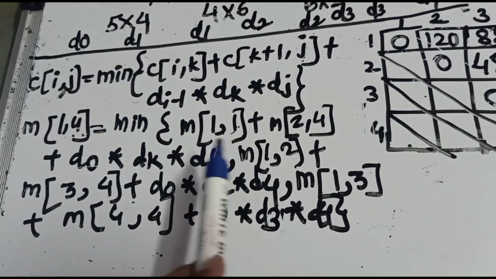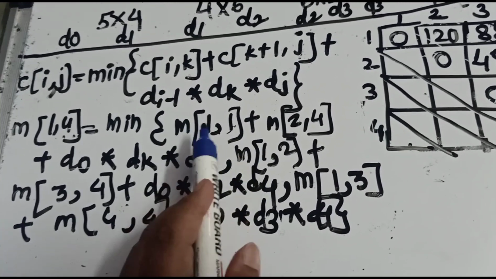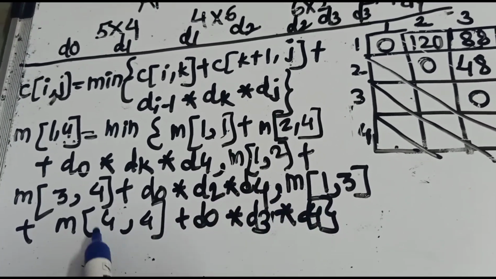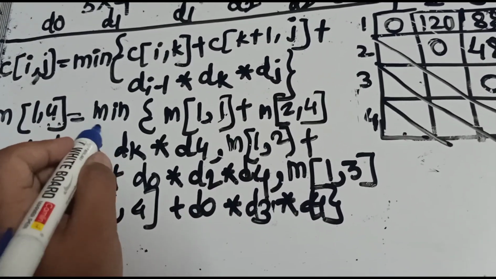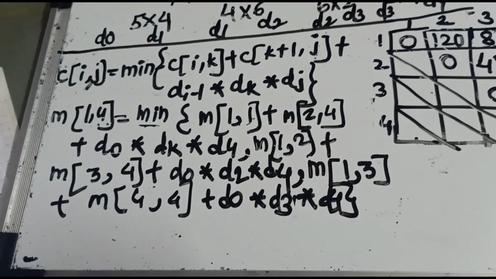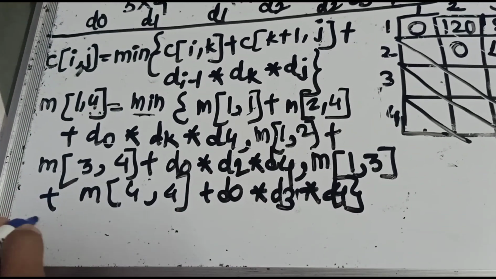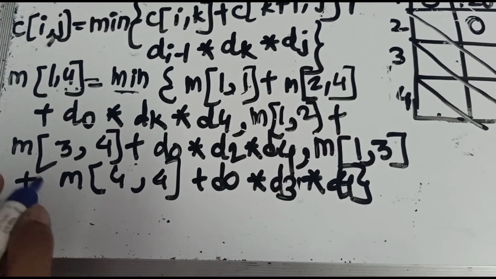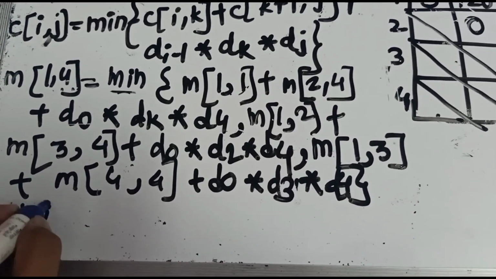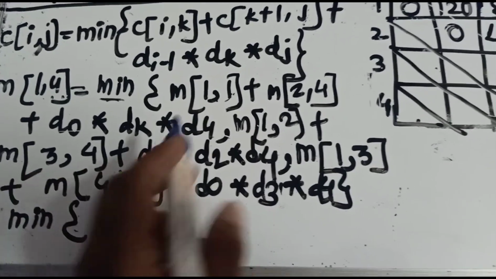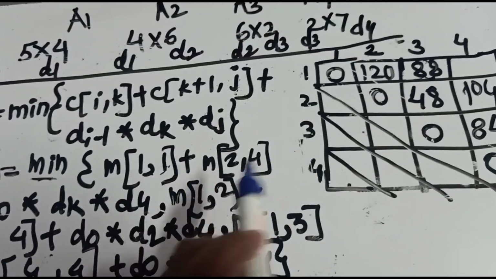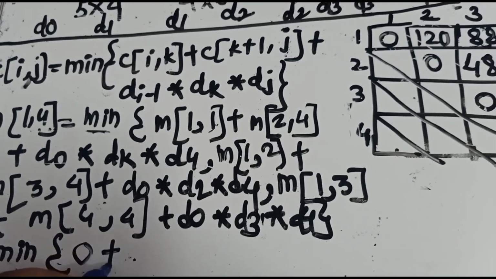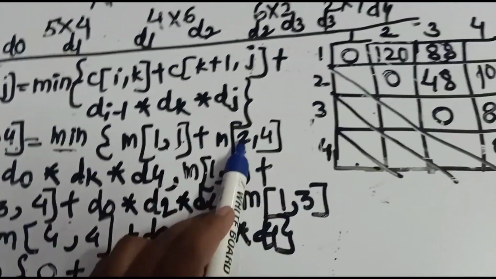So we are actually computing 3 values: this value, comma, this value, comma, and the third value. Whatever the minimum value is, that will be updated accordingly. So we'll write it down. Minimum of m of 1 comma 1. We already have the value in the table, so no need to recompute. It is 0, plus the second, m of 2 comma 4.